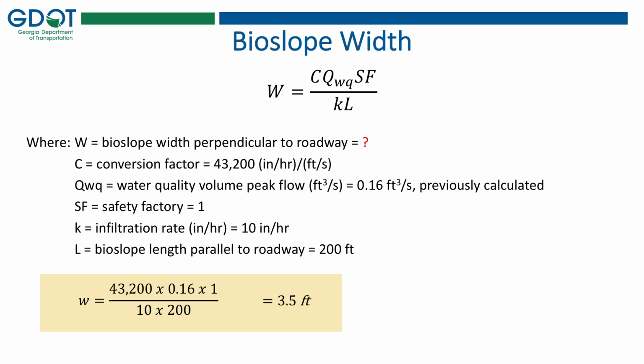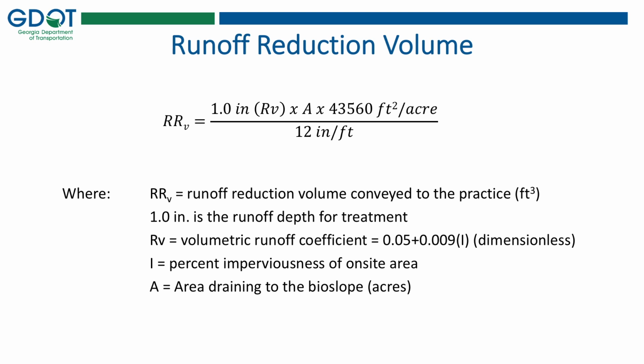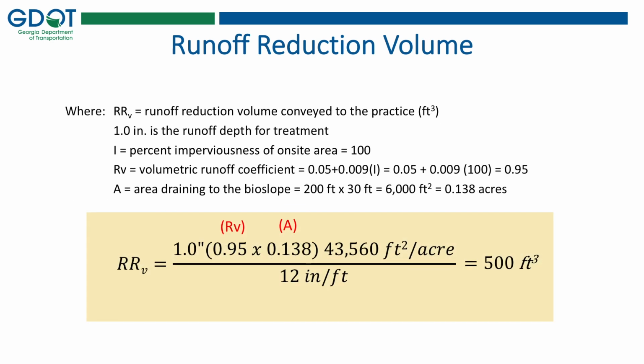Now that the bioslope is sized, we can verify there is adequate right-of-way, lay out the bioslope, and calculate the runoff reduction credited. To calculate the runoff reduction, we'll follow the runoff reduction guidelines from Chapter 10 of the manual. This equation uses the runoff depth for treatment, which is 1 inch for the GDOT-MS4 program, the dimensionless volumetric runoff coefficient, RV, which is equal to 0.05 plus 0.009 times the percent imperviousness of on-site area, and the area draining to the bioslope in acres to determine the runoff reduction volume conveyed to the practice in cubic feet. Using values from previous slides, we have all the data to complete this calculation.